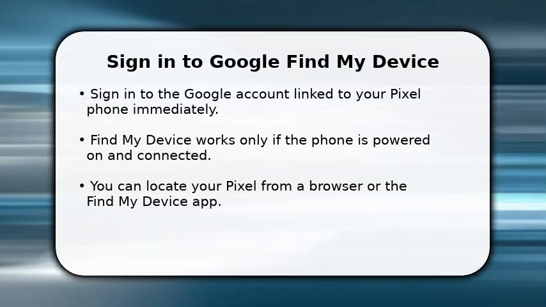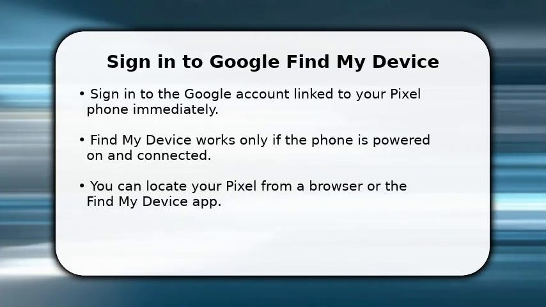Sign in to the Google account linked to your Pixel phone immediately. Use the same account you used on the phone. Open Android.com/find in a browser or install the Find My Device app on another Android device.